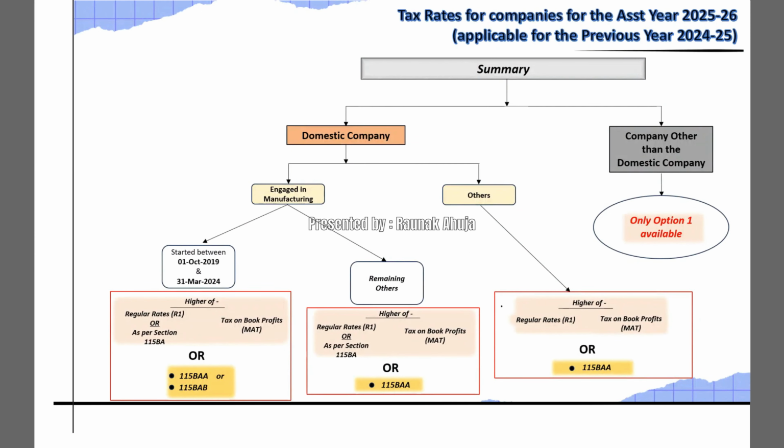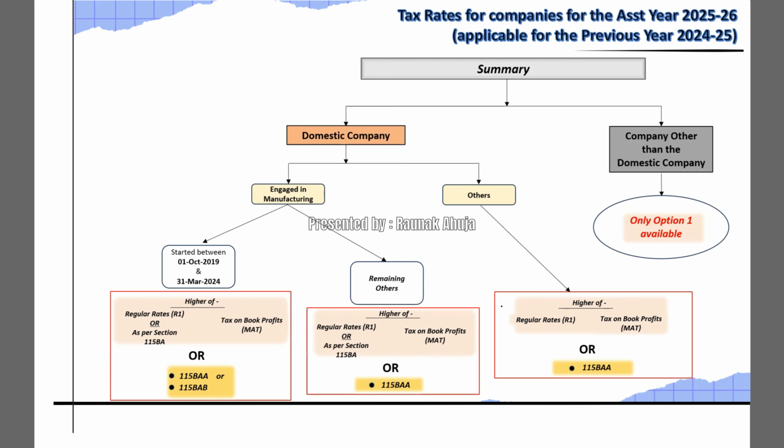So to summarize, in case of a domestic company engaged in manufacturing and that has started its operations from the 1st of October 2019 until the 31st of March 2024, this would be the tax rate. The ones highlighted in cream color is option 1 and the one in the yellow color is option 2.